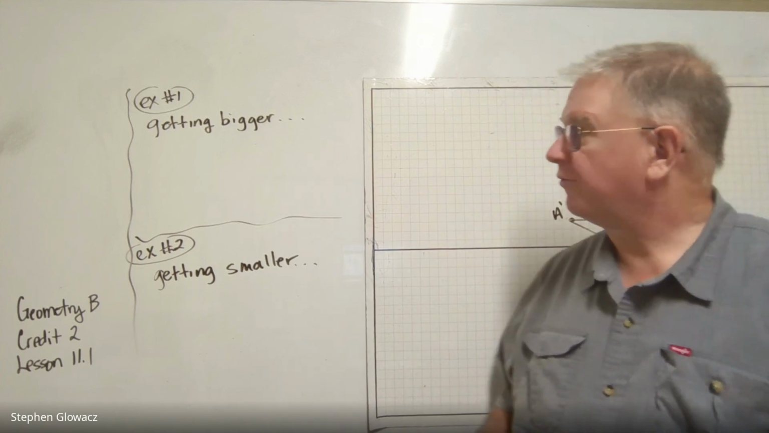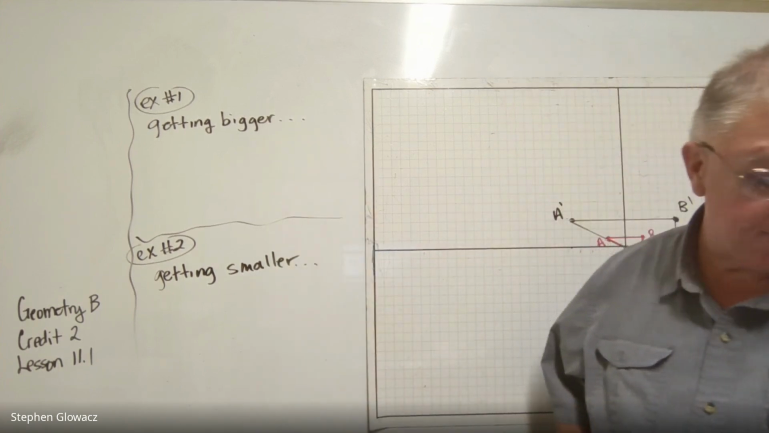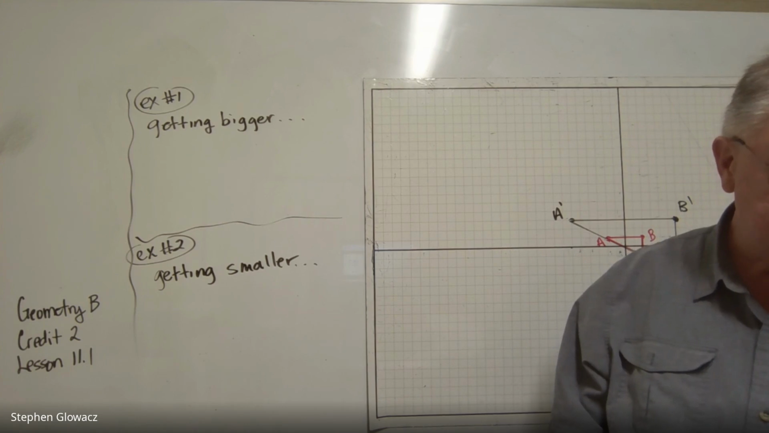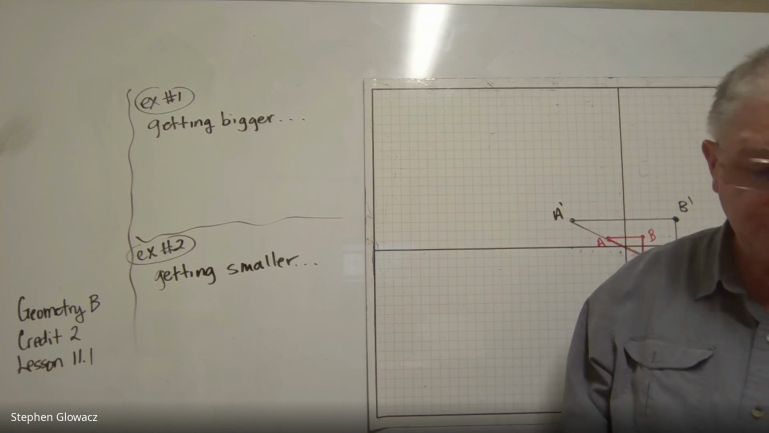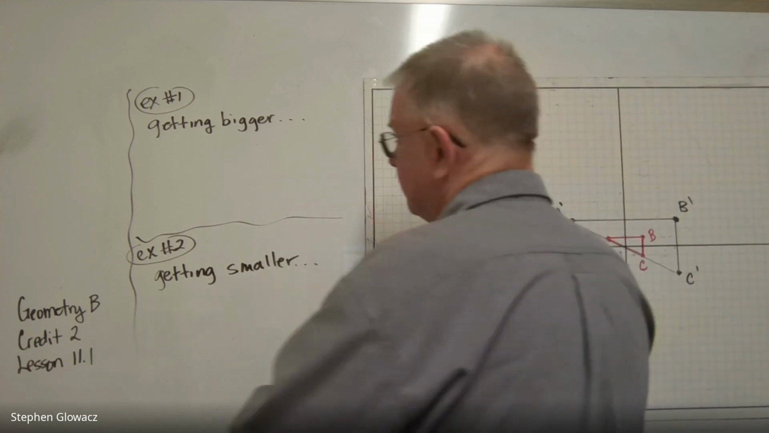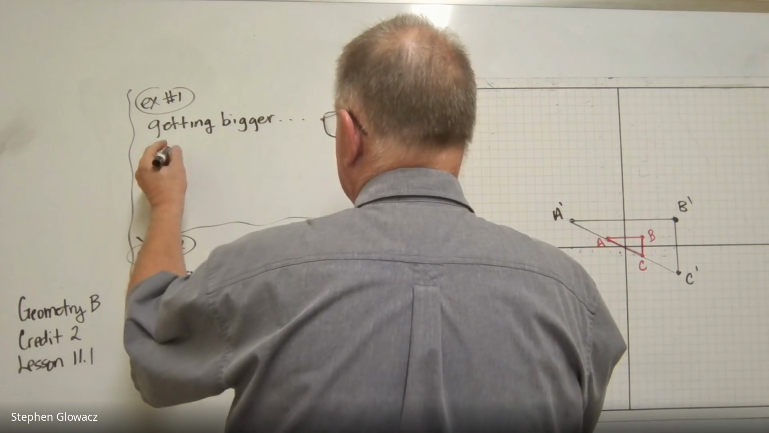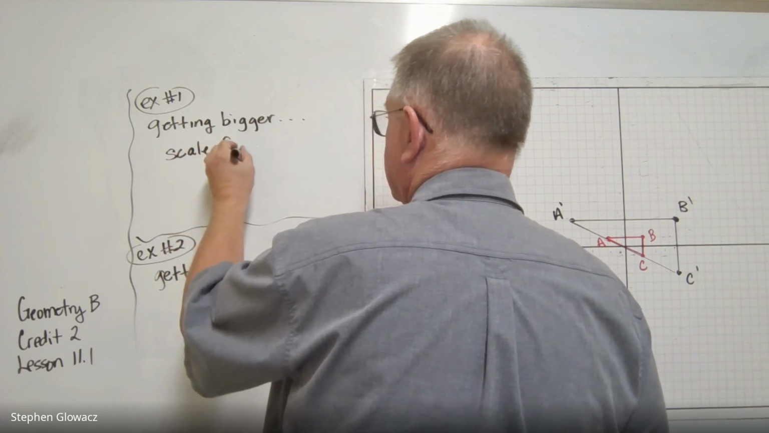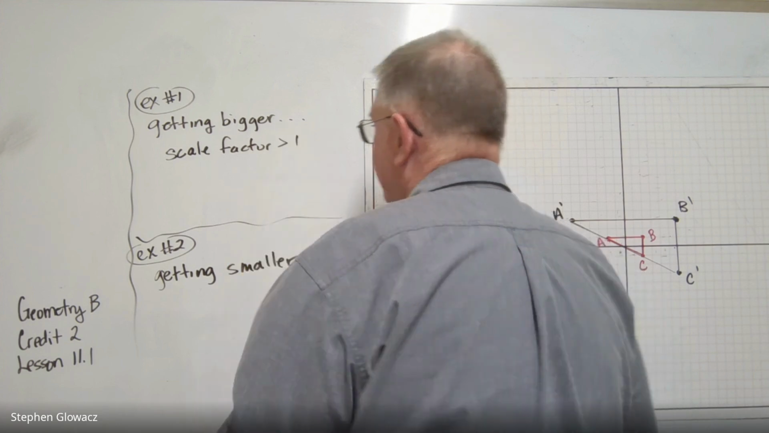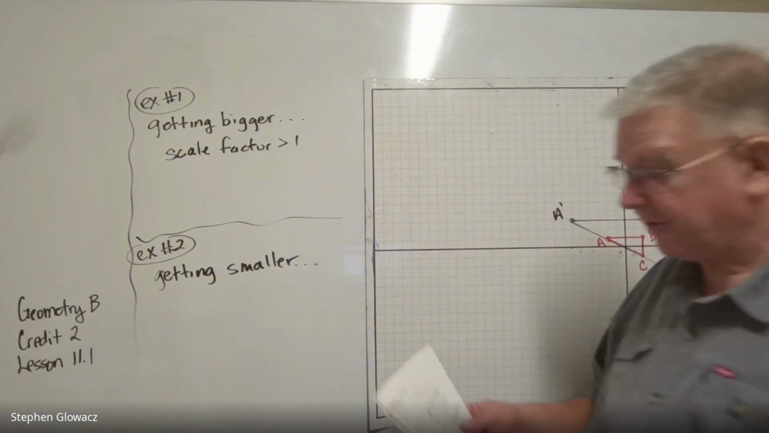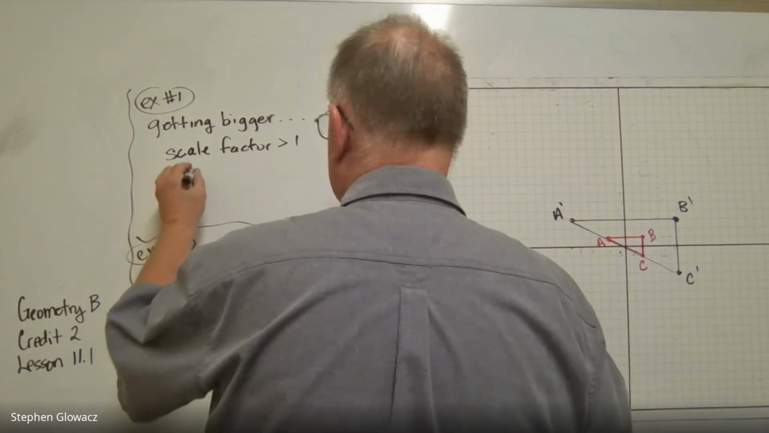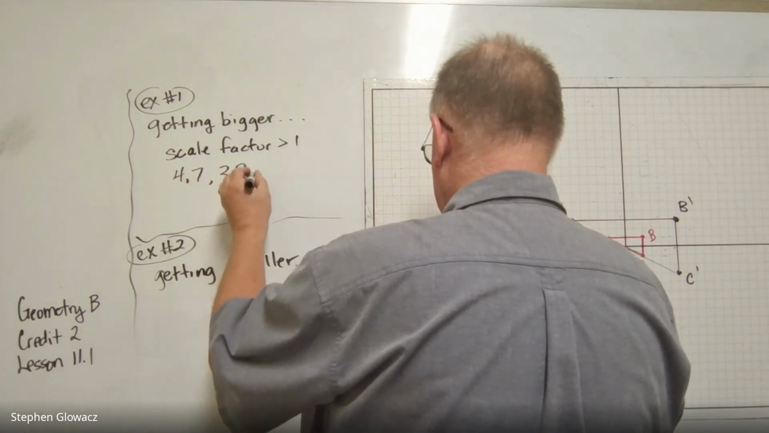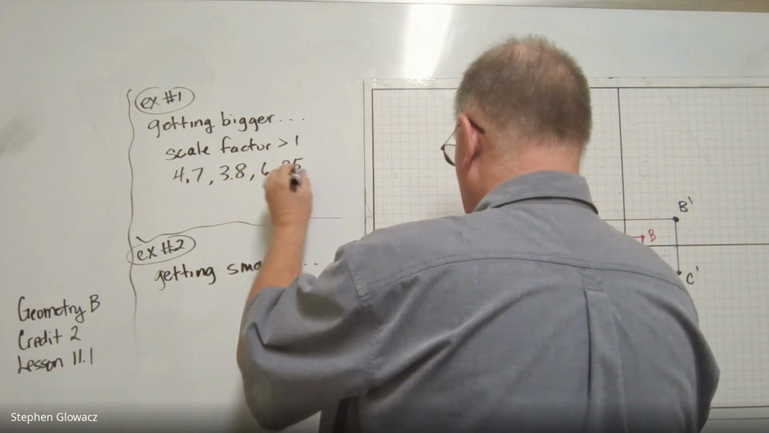And so, first of all, that's what we're going to talk about, an example for problem one. It says, which of the following scale factors for a dilation indicates a figure is getting bigger? So a figure is getting bigger when the scale factor is greater than 1. So any number greater than 1. Some examples of those would be like 4, 7, it can even be a decimal, say 3.8, 6.25, or even a fraction.